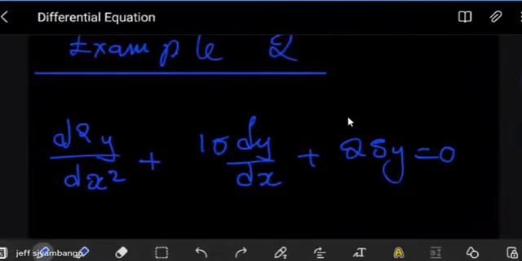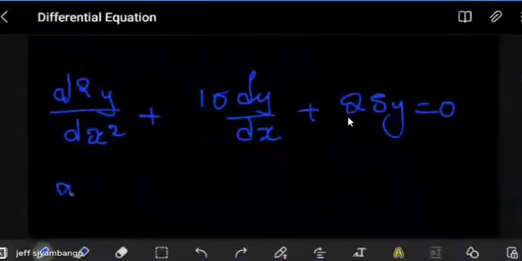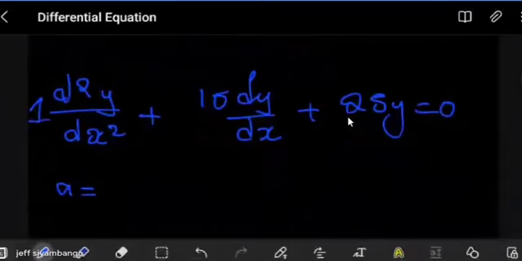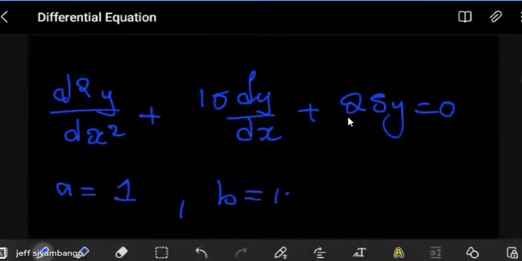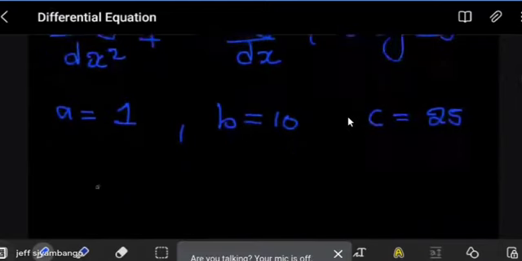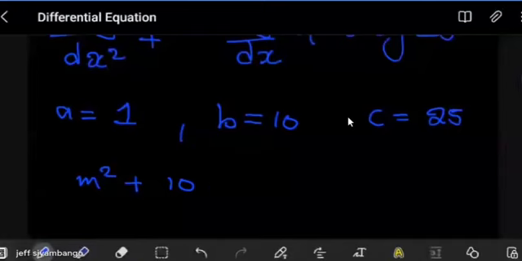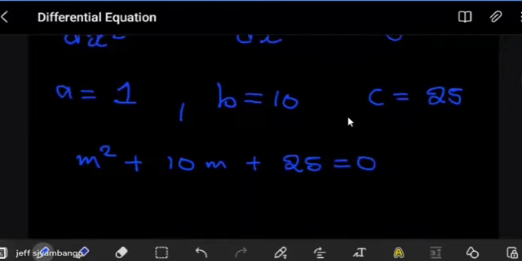So in this case, we can work this one out using the method that we described, identifying the constants. Here, A is 1, there's nothing there. Then B comes out as 10, and C comes out as 25. From here, we can plug them into the auxiliary equation. So you have m squared plus B, which gives you 10m, and then plus C, which is 25, is equal to 0. So this is what you end up with.